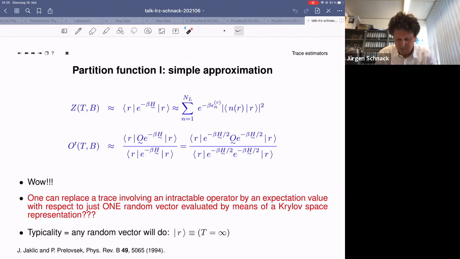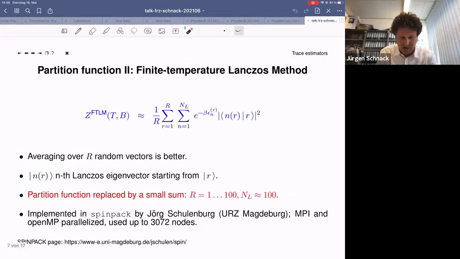With that, we can evaluate approximations of observables. You should realize at this point that I approximate a thermodynamic observable by just one random vector. This is astonishing, and indeed, it works. It works better if you average over a number capital R of these random vectors.